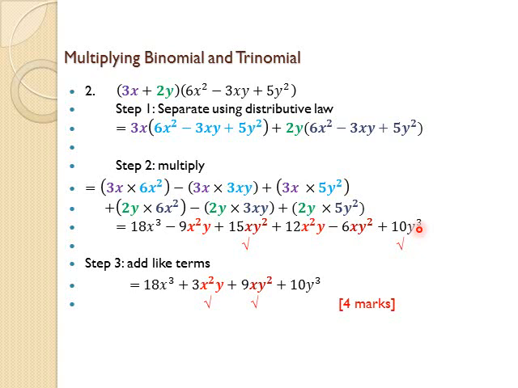Alright, so if I add the like terms now, 18x cubed, there's no partner, so it stays 18x cubed. 10y cubed, there's no partner, so it stays 10y cubed. Alright, from there, x squared y, x squared y. So 12 minus 9 gives me 3x squared y. Xy squared, like terms, 15 minus 6 gives me 9xy squared.